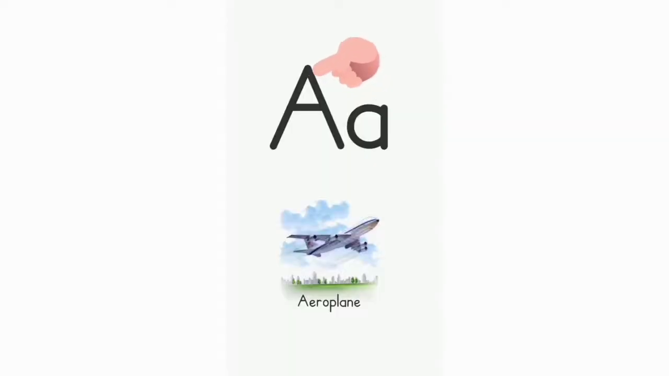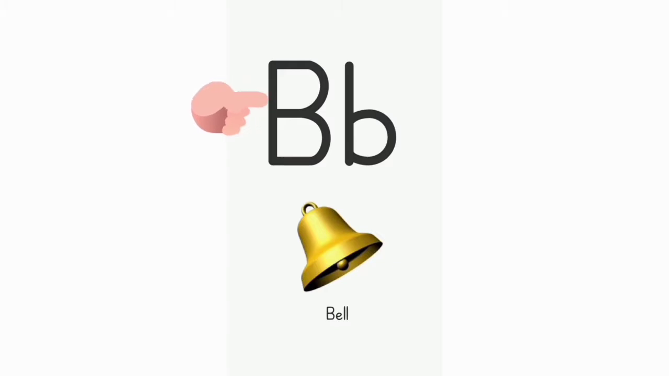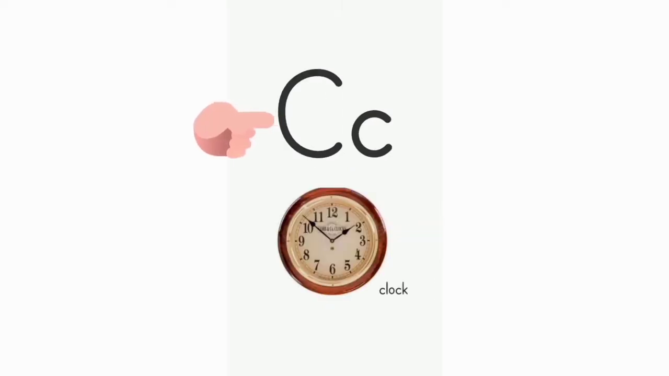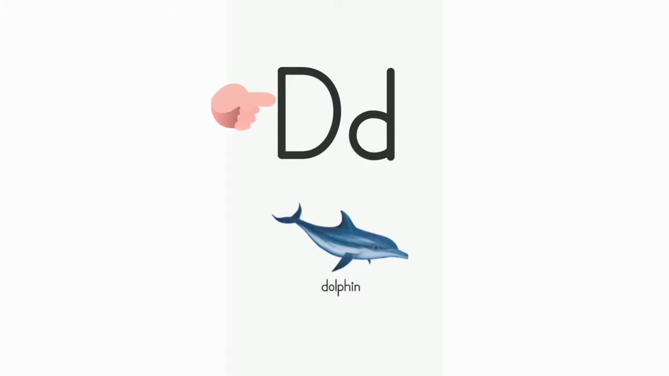Capital A, small A for aeroplane. Capital B, small B for bell. Capital C, small C for clock. Capital D, small D for dolphin.